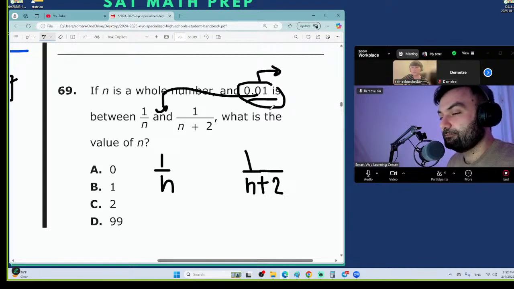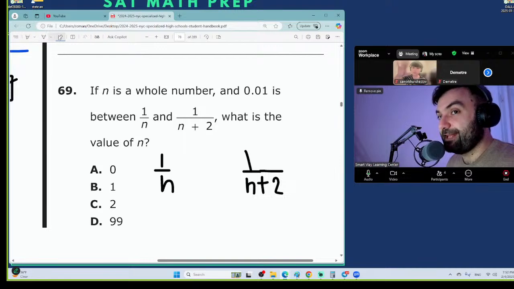Wait. Hold on. I want to ask Dmitry. Dmitry, what is fraction 0.01? Like, what do you mean? Every decimal can be written as a fraction. So 0.01 can also be written as a fraction. Everything has two forms. This is one form. We need the fraction form. 1 over 100? Good. It's 1 over 100.